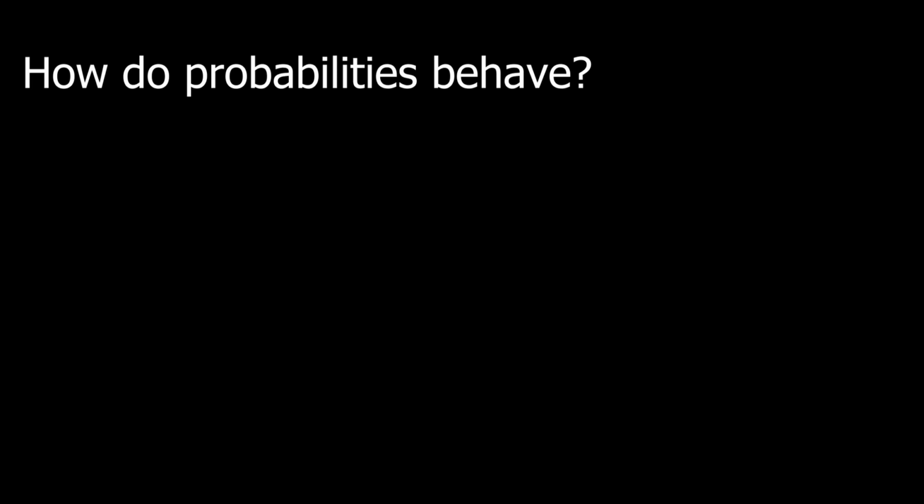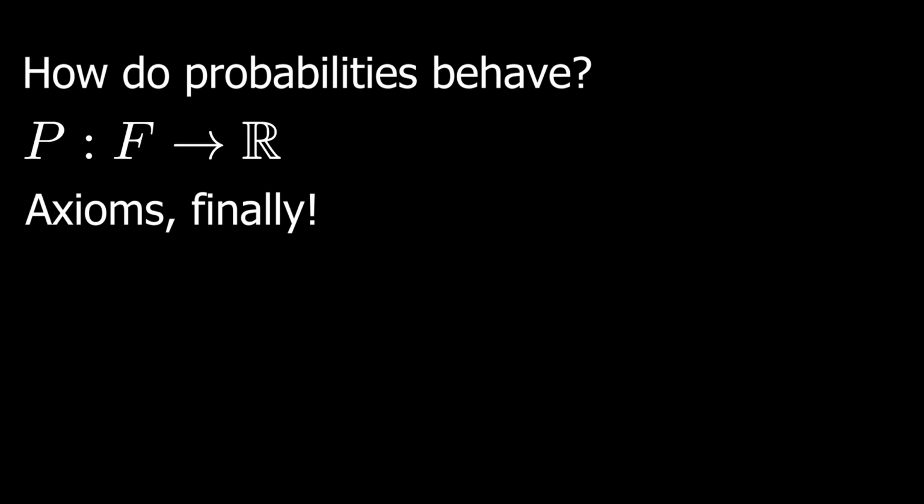Now, we go back to the question, how do probabilities behave? We introduce a probability measure, denoted P. This is a function that maps from the event space to the real numbers. We construct this in the aims of having a function that takes an event and spits out its probability of occurring, whatever probability means. Now, we introduce the probability axioms that describe how this function must behave to rightfully be called a probability measure. These axioms are called the Kolmogorov axioms.